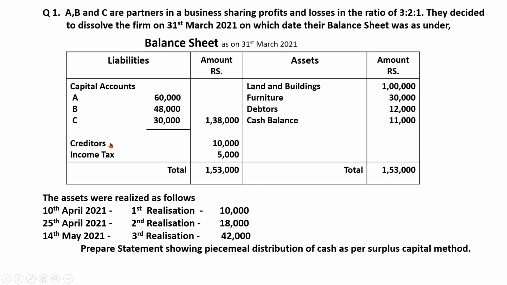Here, in this question, third party liabilities include creditors and income tax. Between creditors and income tax, we have to decide whom the cash should be paid first. We have discussed that income tax is a preferential creditor, so income tax is paid before creditors. So in the order of payment, we have to pay income tax, then creditors, and after that capital accounts, right?